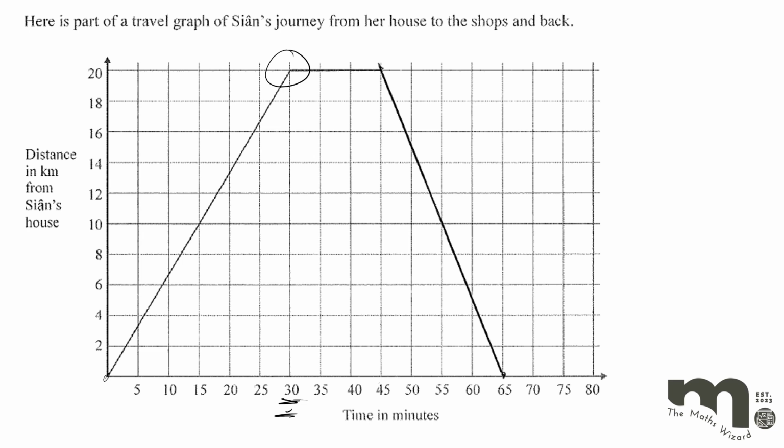Now, when you get a horizontal line from left to right, that indicates that she's not moving. So she's stationary, essentially. She's not moving at all if she's horizontal. Then if it goes down, that shows you she's going back home. She's going back to where she started from. So if you ever see the line going back down again, it means they're going back the way that they started from, the way that they came.